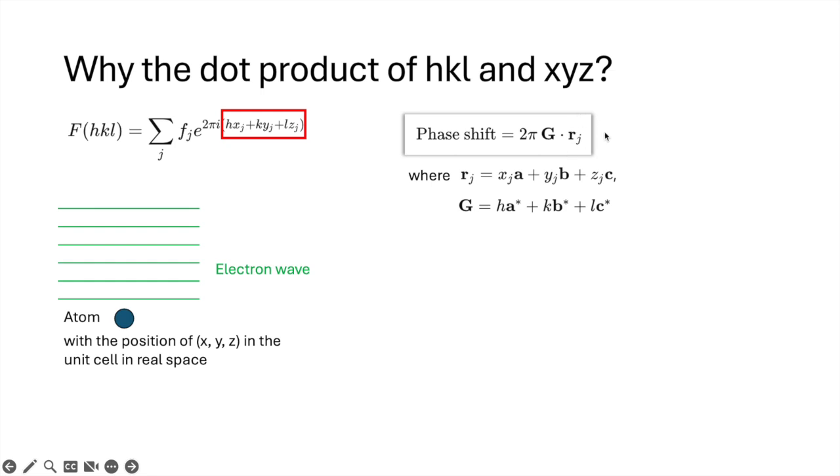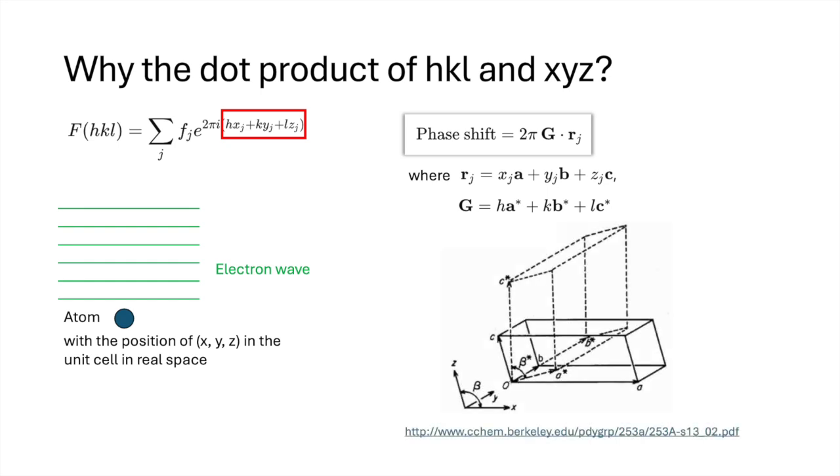r is x, y, and z in real space. a, b, and c are coordinates in real space, whereas h, k, and l are the Miller indices of the plane in reciprocal space. And a star, b star, and c star are the coordinate system in reciprocal space. And this figure, which we have seen previously, depicts the unit cell in real space and its reciprocal space counterpart.